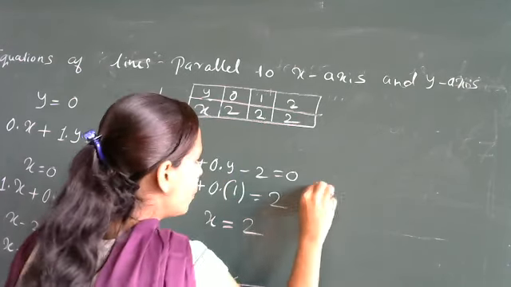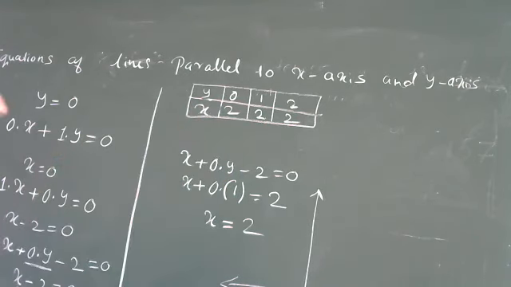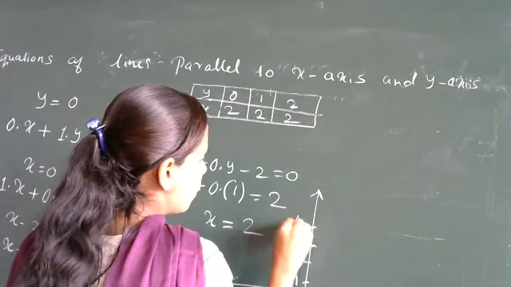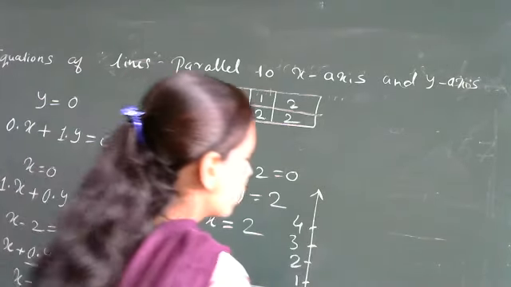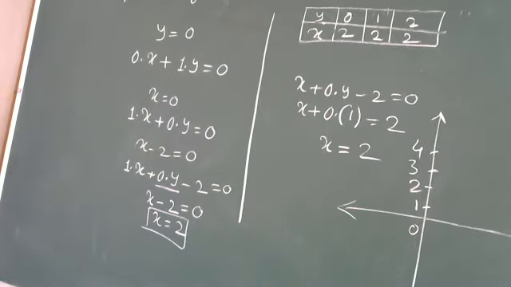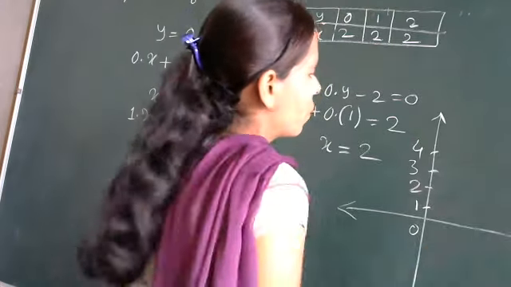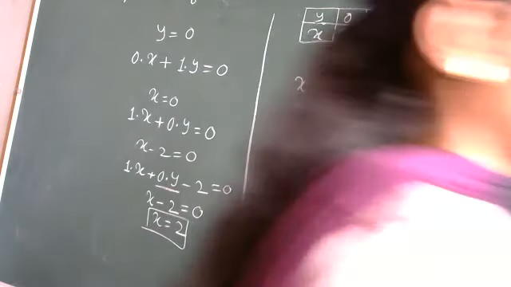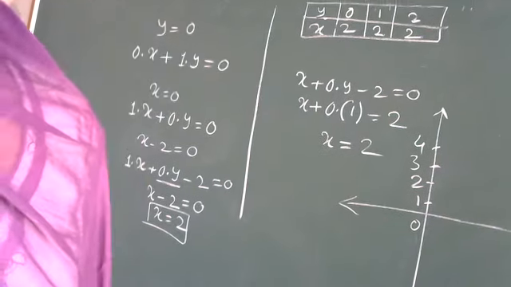And therefore our graph is what? How will our graph be? See, on the y axis it is... Okay, we'll continue in the next class.